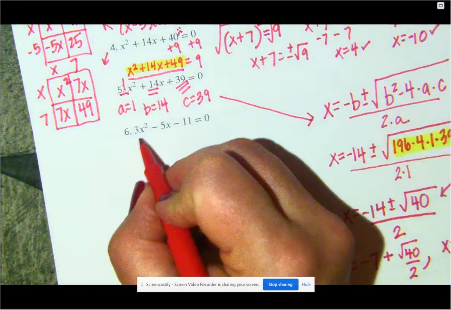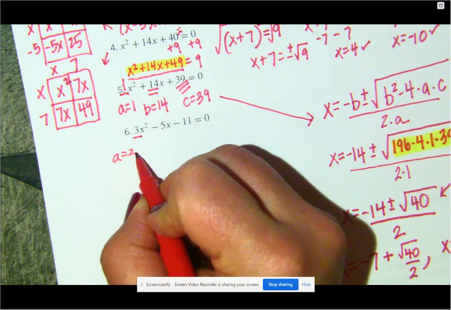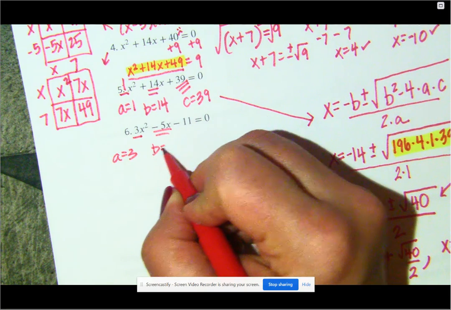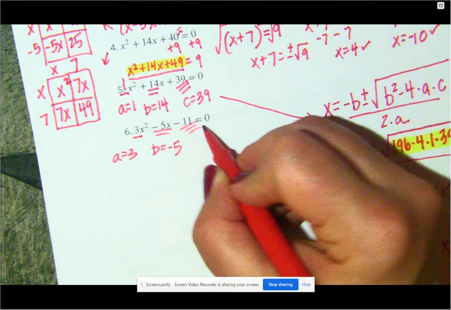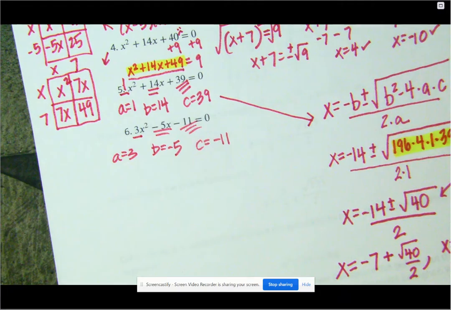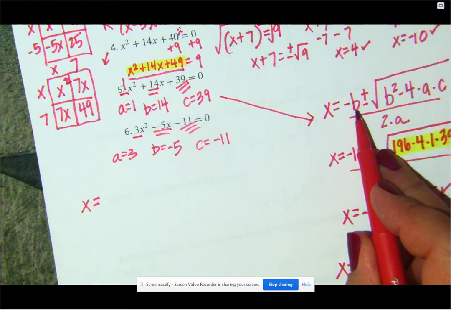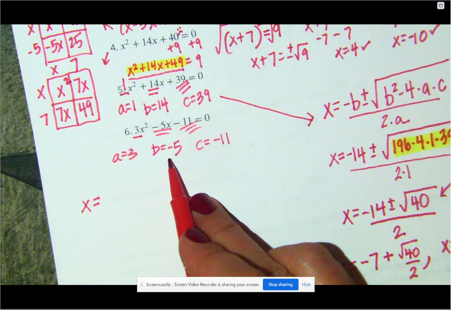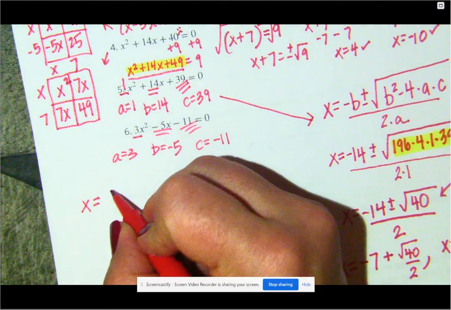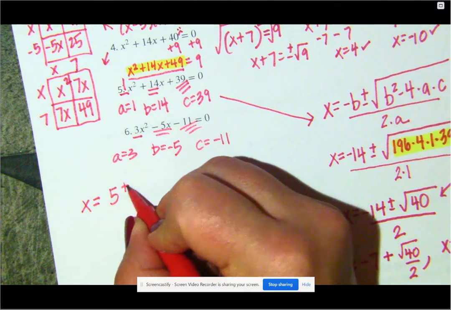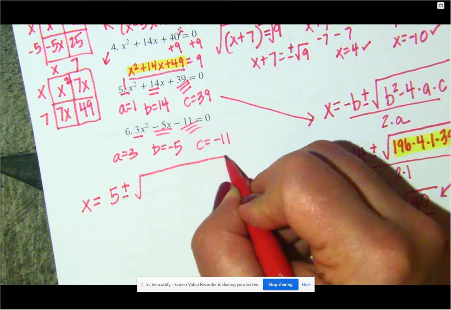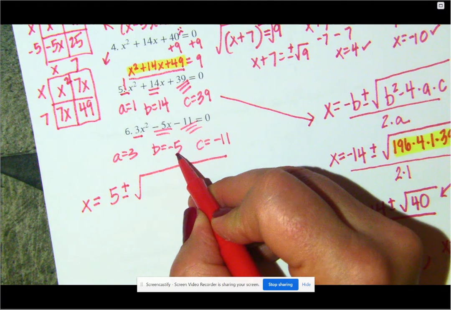Okay, so for number 6, we're going to do the same thing that we did for number 5. A is 3, B is -5, and C is -11. Here we go. X equals -B. Well, my B is already negative. So the negative of a negative is positive plus or minus the square root B squared.